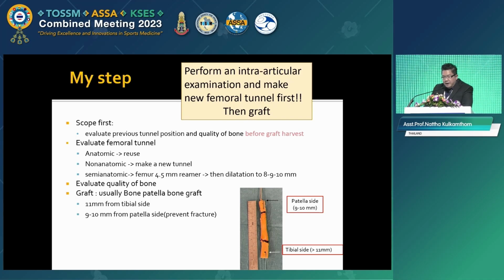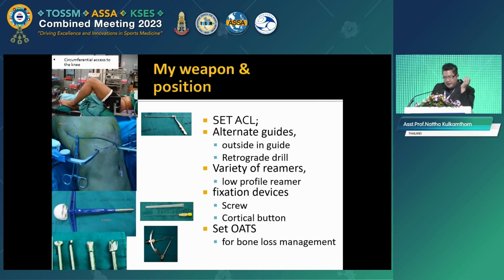So my steps are different from the simple ACL. I perform an intra-articular examination first and then make a new tunnel before, and after that I take the graft. Because in a simple ACL, I take the graft first. But in the revision, I just want to know the quality of the bone. I put in a scope and clean the tunnel and see what kind of tunnel it exactly is.